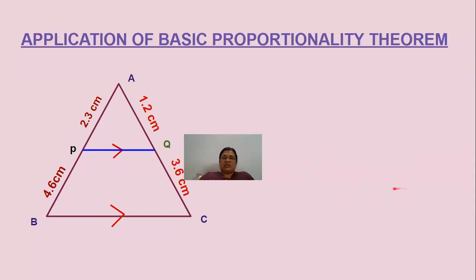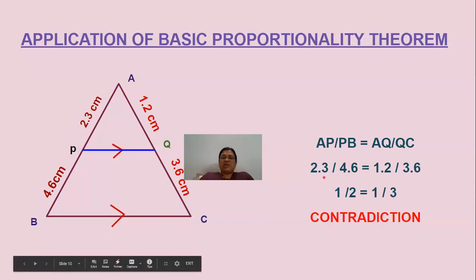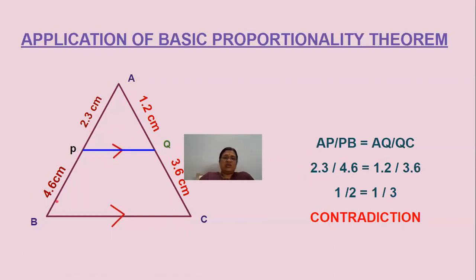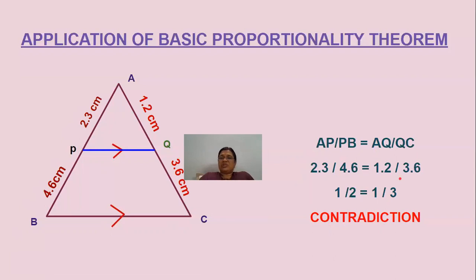We'll see whether they are similar or not. We'll verify. Let us do the problem here again. AP by PB is equal to AQ by QC. Let us substitute the values: 2.3, 4.6, 2.3, 4.6. Next, 1.2, 3.6.